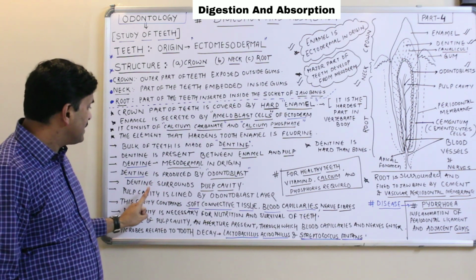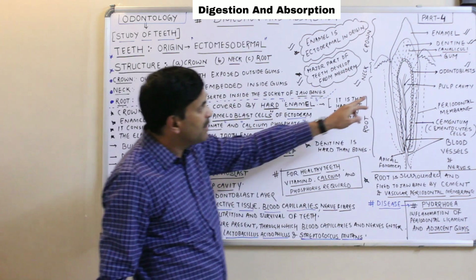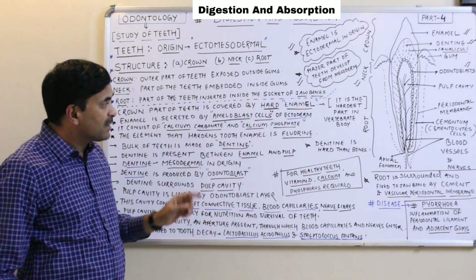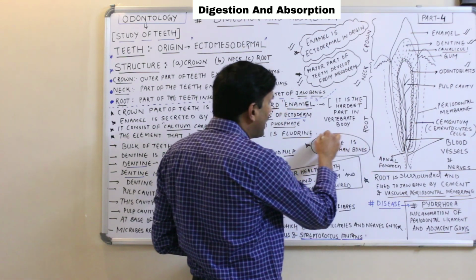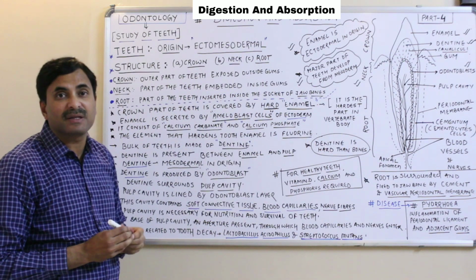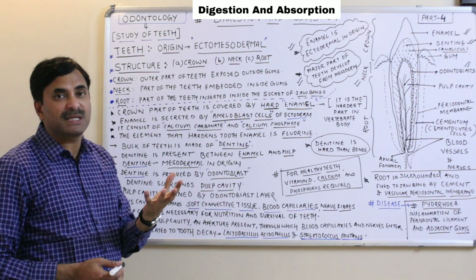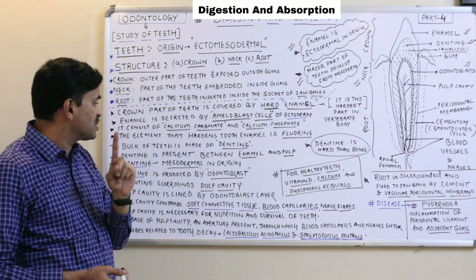Dentine surrounds the pulp cavity. Dentine is surrounding what? The pulp cavity. And you must also remember that dentine is harder than bone because of the rich quantity of calcium present in it.